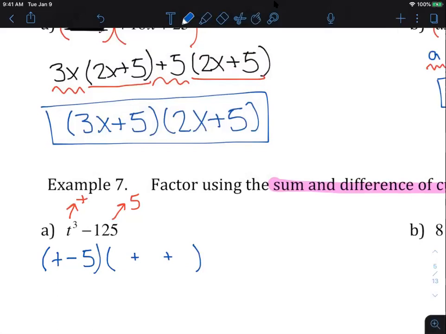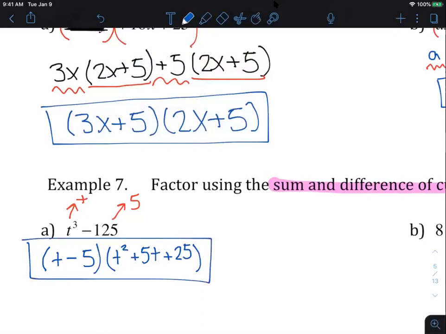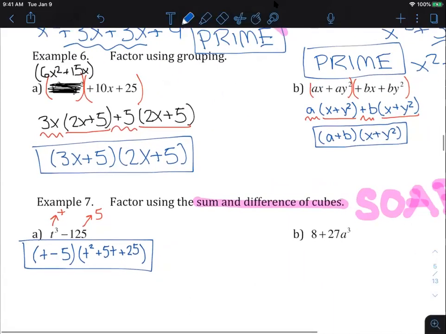So the terms are always going to be, it's the first term squared, so t squared. The middle term, you're going to multiply the t and the 5. That becomes 5t. And then the last term is going to be the second term squared. So we're saying, what is 5 squared? And 5 squared is 25. So I'm just following the formula on that other page. So again, you need to have that memorized. If you do multiply that back out, it does simplify to part A, t cubed minus 125.